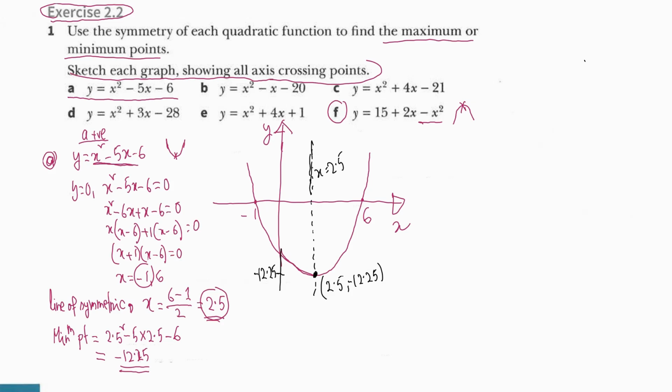So we needed to find the y-intercept by placing x equals 0. When x equals 0, the value of y we get from here is 0 minus 0, then -6. So this value is -6, and that is the center. So that is the sketch.